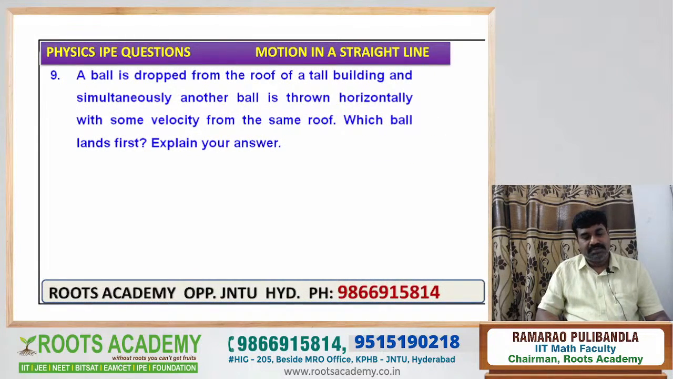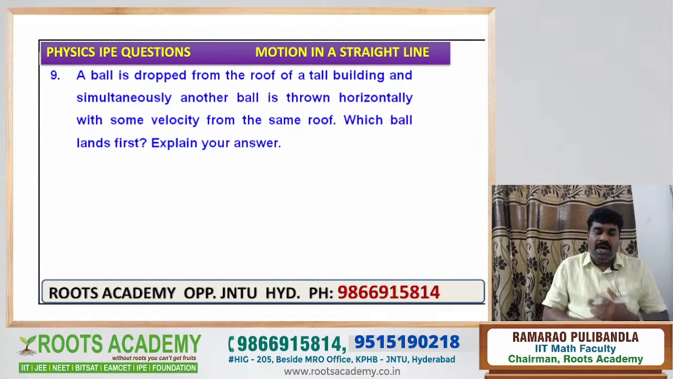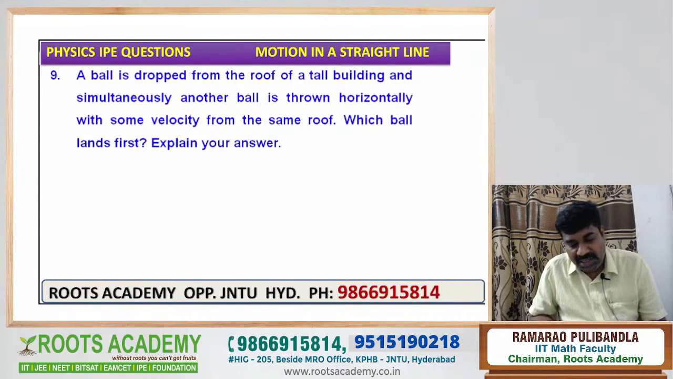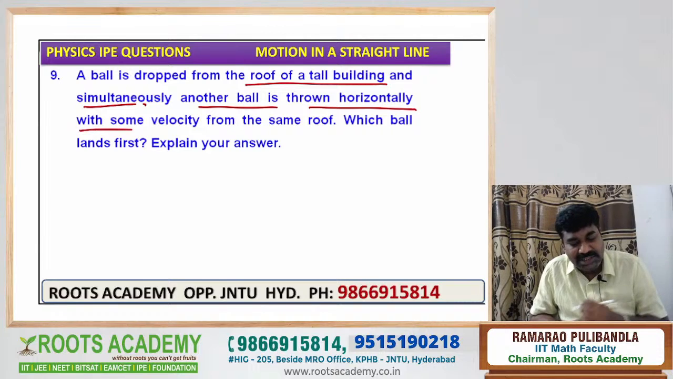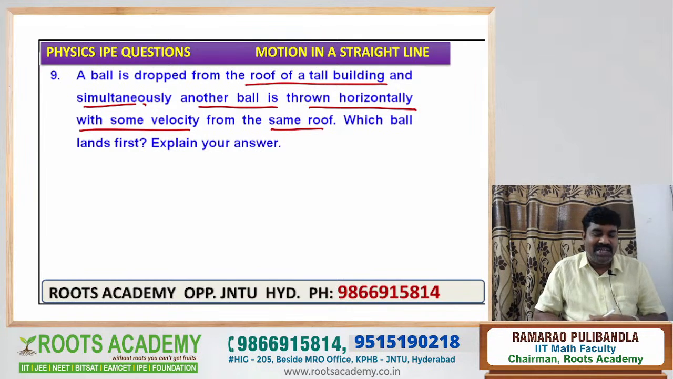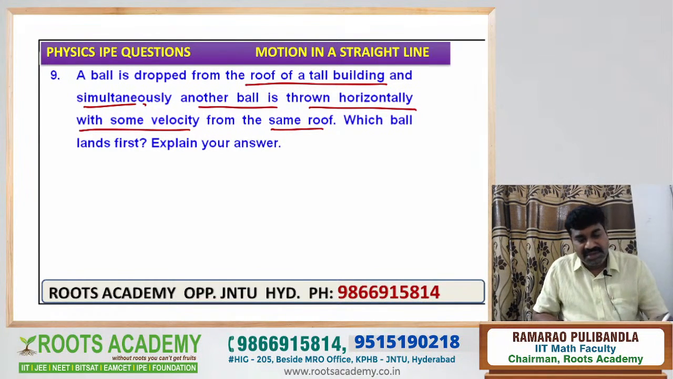Next one. A ball is dropped from the roof of a tall building. Simultaneously, another ball is thrown horizontally with some velocity from the same roof. Which ball lands first? Explain your answer.